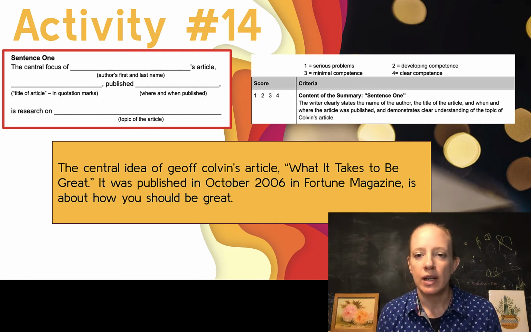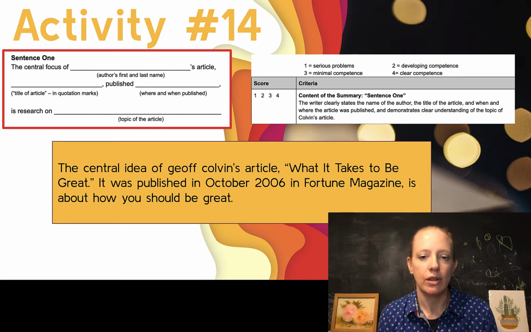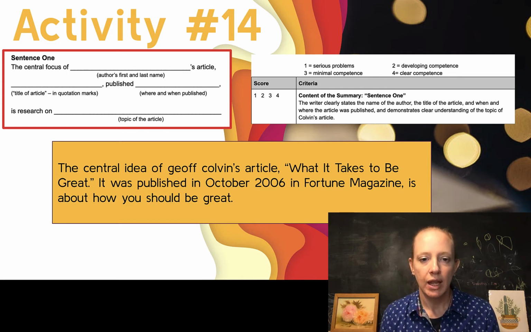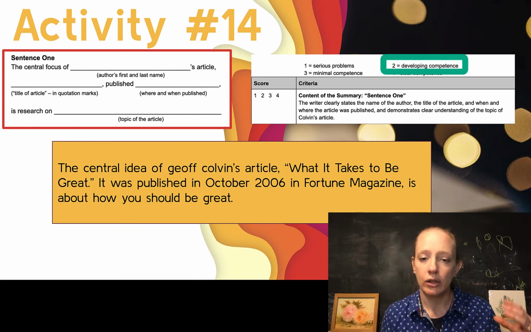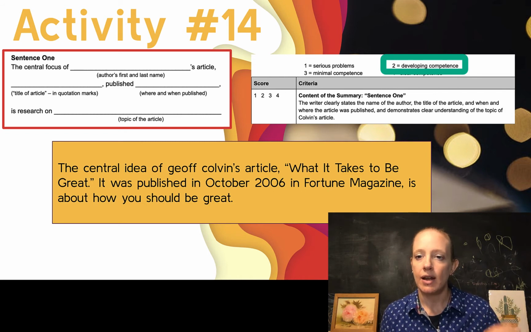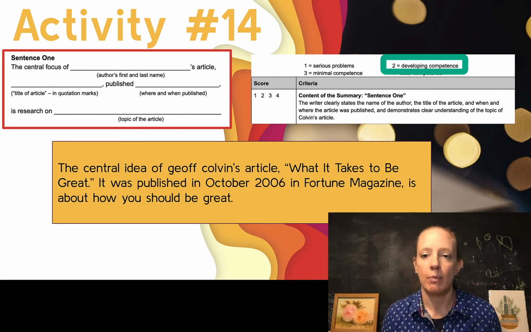Now here's where we run into problems. So it says it's about how you should be great. That doesn't really tell you what it takes to be great, and it doesn't tell you that the person understood the article. So there are some definite things missing. I would say that this is going to be a 2 because while it includes many of the features, it does not demonstrate clear understanding of the topic of the article.